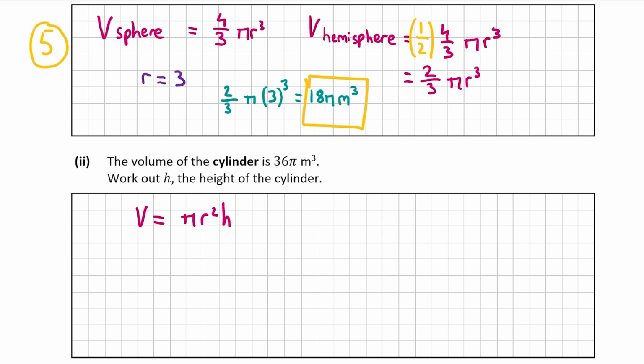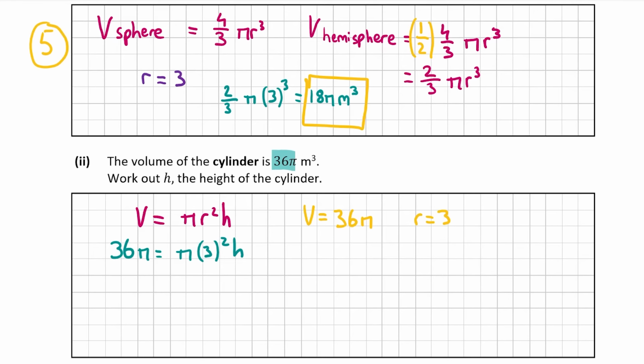So as I said, we're told that the volume is equal to 36 pi, and we're told that in the question. As I showed you there, the radius is equal to 3 and we don't have h, the height. That's what we have to try and work out. So let's pop in these values for v and for r. So you get 36 pi equals pi by 3 squared h.